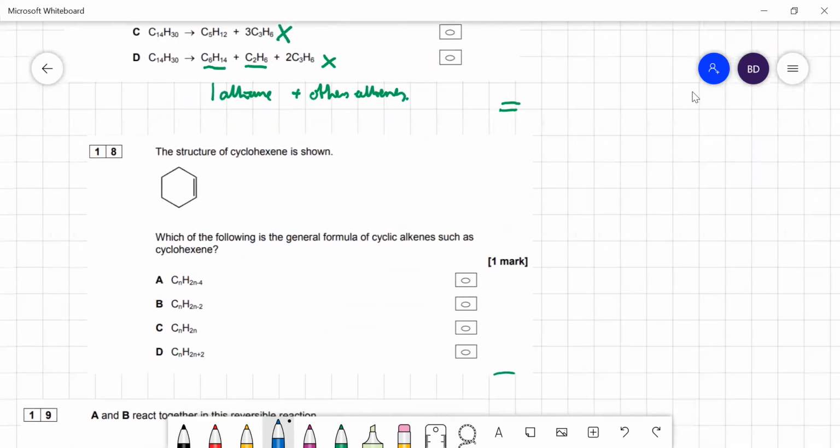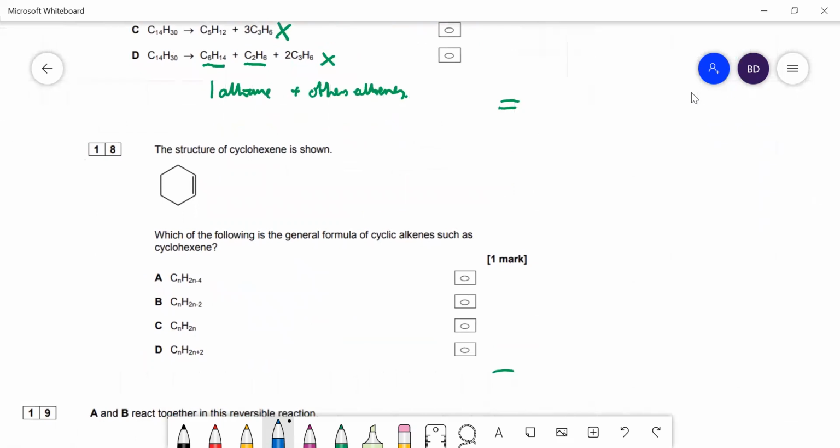The structure of cyclohexene is shown. Which of the following is the general formula of cyclic alkenes such as that? Okay, so that's going to be C6, and how many H's has it got? It's got 1, 2, plus 2 there makes 4, 2 there 6, 2 there 8, 2 there 10. So if you look at that, that is Cn. Now it's not 2n, it's 2n minus 2, isn't it? So B is the right answer there.